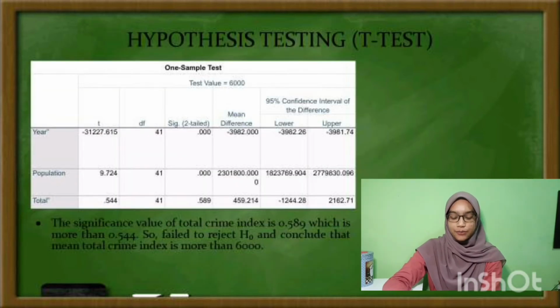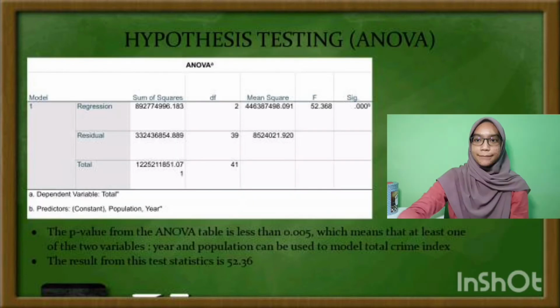Next, for the hypothesis testing, for the t-test, the significance value of the total crime index is 0.589, which is more than 0.544 for the total crime index. So we fail to reject H0 and conclude that the mean total crime index is more than 6,000.